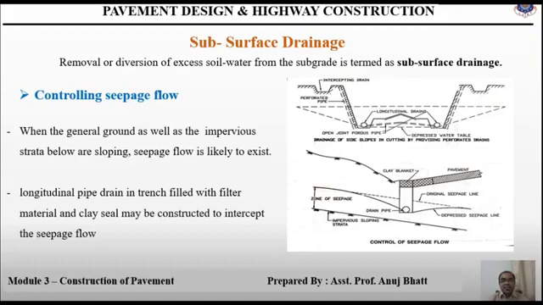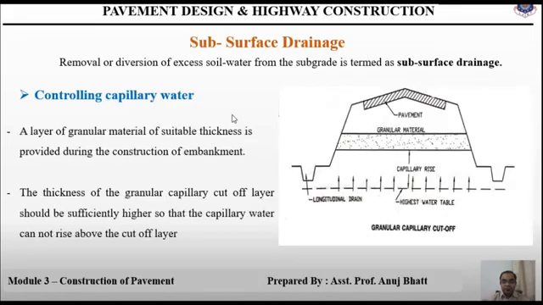Now next is subsurface drainage by controlling the capillary water. In this method, instead of lowering the water table, the capillary rise is arrested by the following methods: first, by providing granular material with suitable thickness, and second, providing a capillary cutoff. So let's discuss those methods. The first is by providing the granular material.